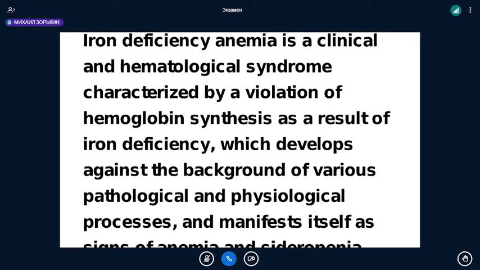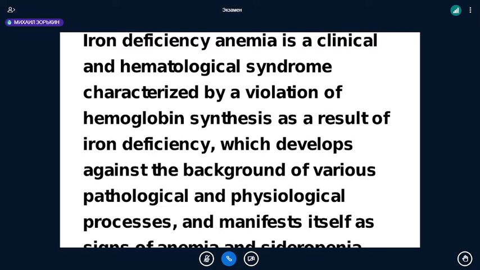Iron deficiency anemia sometimes can be associated with physiological conditions. When we consider, for example, not only decreased iron supply, but also increased demand and increased metabolism of the iron contents. And of course, both processes will lead to the signs of anemia and sideropenia.